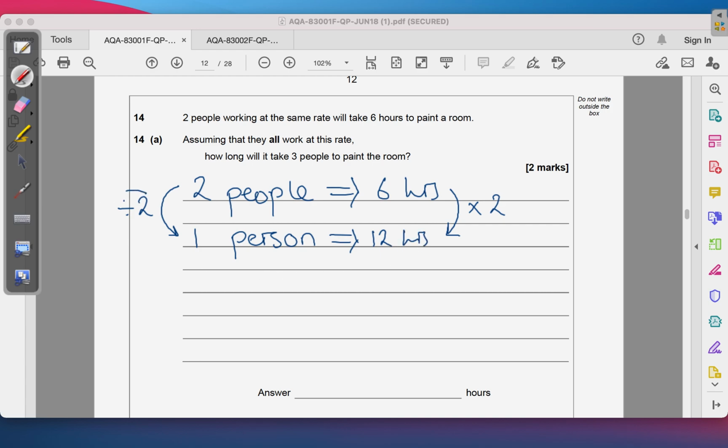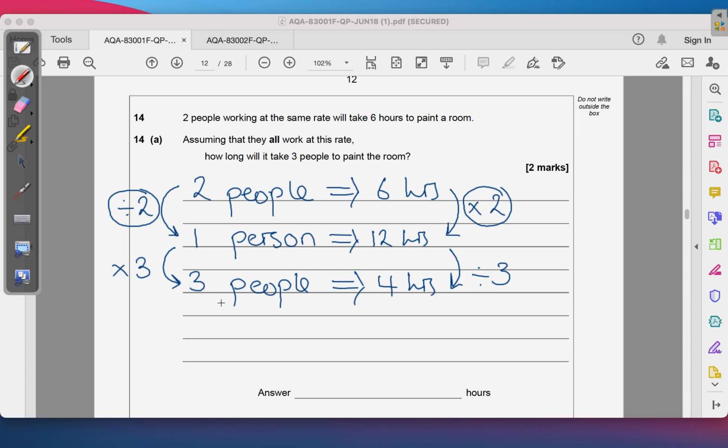So what you can see is that when we divide the number of people by 2, we have to times the time taken by 2. Okay, so let's try the same exercise but for 3 people, this time going from 1 person to 3 people. If we go from 1 to 3, we times the number of people by 3. As you can see, if we divide on this side, we times on this side. So if we times on this side, we should divide on this side by the same number. So this is divided by 2, this is times by 2, this is times by 3, so we divide the time by 3. That gives us 12 divided by 3, which gives us 4 hours.